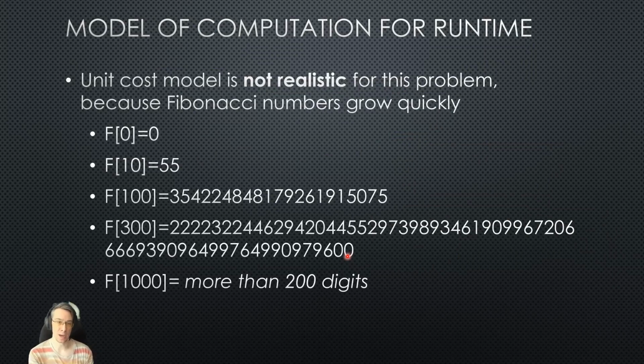So the unit cost model is really not realistic for this problem because Fibonacci numbers grow really quickly. The 0th Fibonacci number is 0, and the 10th Fibonacci number is 55. But the 100th Fibonacci number is this huge beast, and let's see, 3, 6, 9, 12, 15, 18. This won't even fit in a 64-bit integer by the 100th Fibonacci number. And the 1000th Fibonacci number has more than 200 digits. So these numbers grow really, really fast.